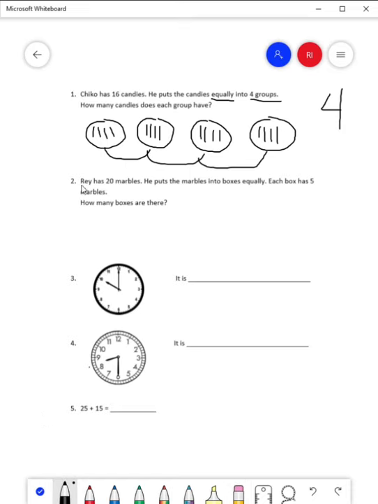Let's take a look at the first clue that we can use to answer the question. Ray has 20 marbles. Remember that only 20 marbles. And each box has 5 marbles. Okay, so let's put all of the marbles in boxes. Let's make the first box here. So remember that only 5 marbles in one box. So let's count 1 to 20.